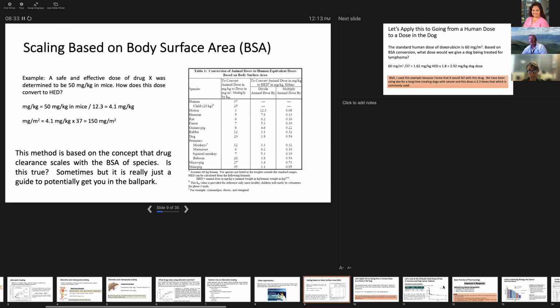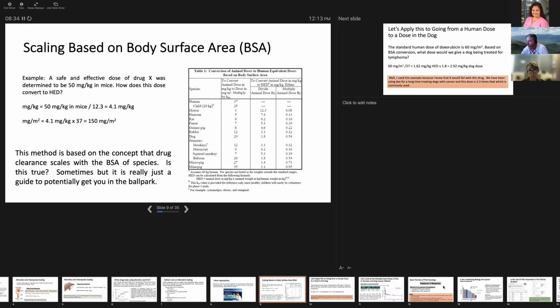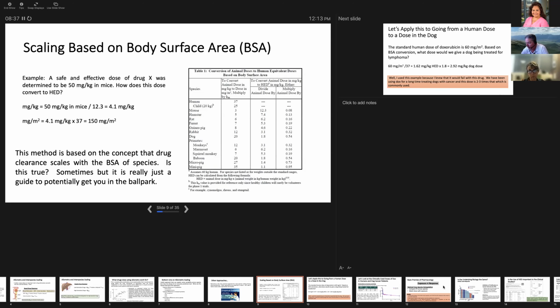Okay, so we talked about body weight. What about body surface area? Body surface area has a tendency to be a little better correlate with clearance than just body weight. Although body surface area is a function of body weight, it's also a function of some other factors. There are tables that have been worked out, and these are all utilized heavily in calculation of NOEL and LOEL calculations.